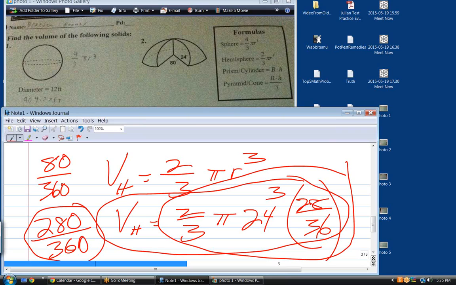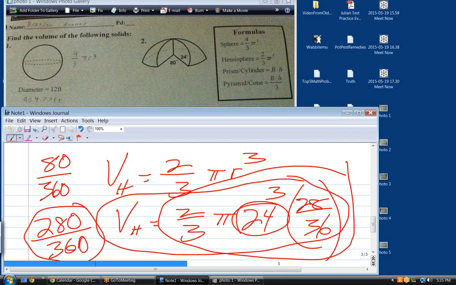And that would be 938.28. Doesn't sound right. We got to take 24 cubed. All right. And leave your answer in pi. In other words, the only thing you want to do on your calculator is 24 cubed, multiply it by 2/3, multiply it by 28 divided by 36, and then we'll just put a pi after that and give our answer that way.